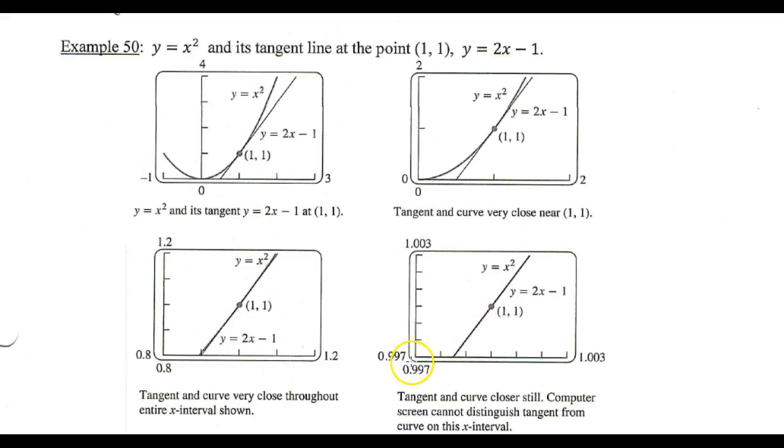I've shrunk the y-axis down to 0.997 to 1.003, 3 1,000ths on either side of 1. And I've shrunk the x-axis down to the same, 0.997 to 1.003, 3 1,000ths on either side of x equals 1. So 3 1,000ths away on either side, x or y, of the point (1, 1), it's like there's no difference between the tangent line and the curve, at least visually. There is a difference. You can't see it with the naked eye. So that's what I want you to get out of example 50.